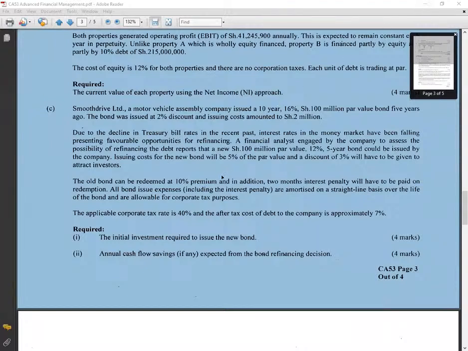Because it was done very poorly in that sitting. Very poorly. Mimi ningekuwa examiner, hii ndio kwanza unapata question number 1 na max 12, sio kama ilikuwa 8. So the new bond. I just want the cash flow associated with the new bond. Cash flow associated with the new bond.